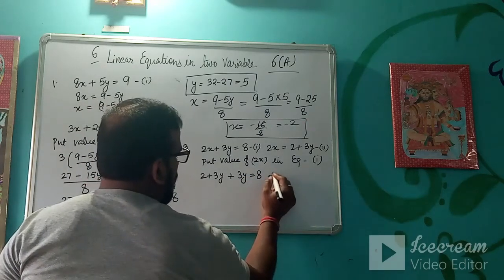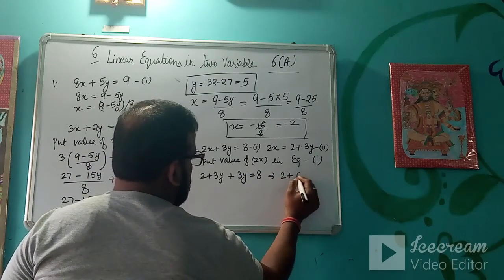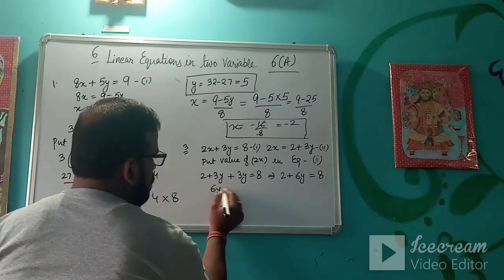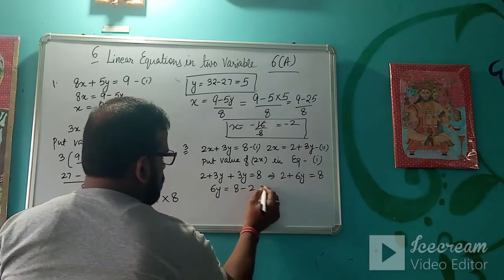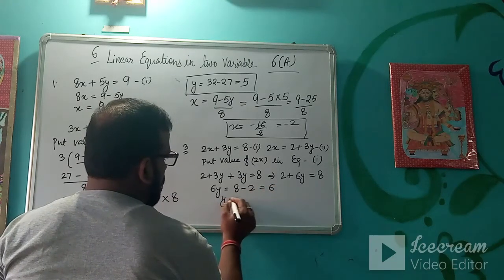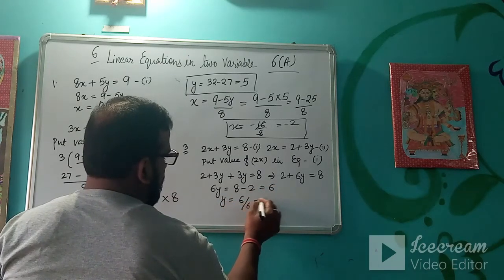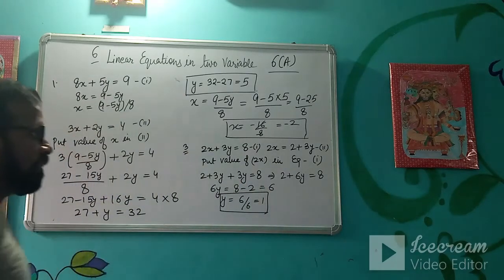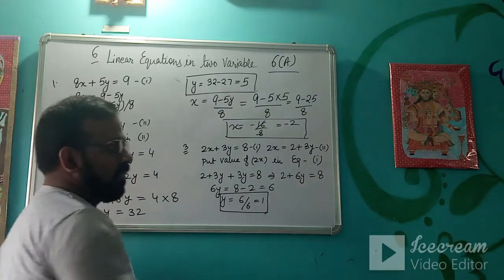So what will I get? 2 plus 6y equal to 8. So now what is 6y? 8 minus 2, that is 6. So what is y? 6 by 6, that is 1. Okay, so this is my y.